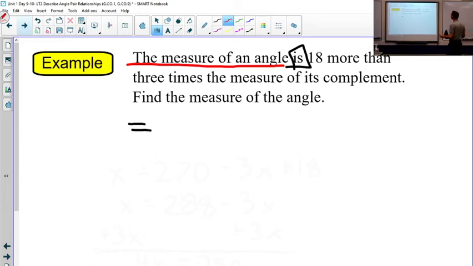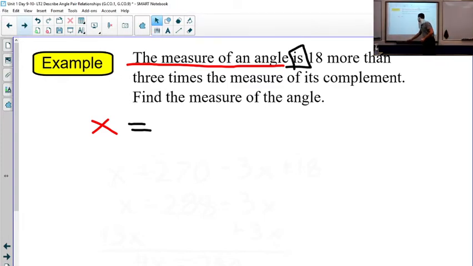And the measure of an angle, so we don't have a complement or supplement, we just have the angle. So I'm just going to use x to stand for the angle. Is 18 more than 3 times the measure of its complement.